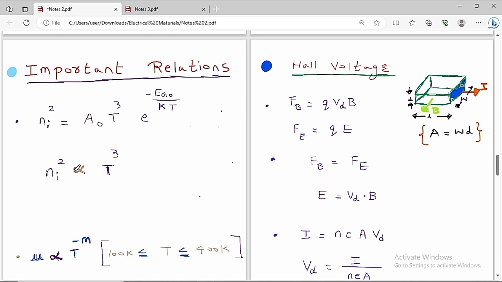As you can see clearly, n_i is proportional to T cubed. As temperature increases, intrinsic concentration is also going to increase. What is the meaning of this?